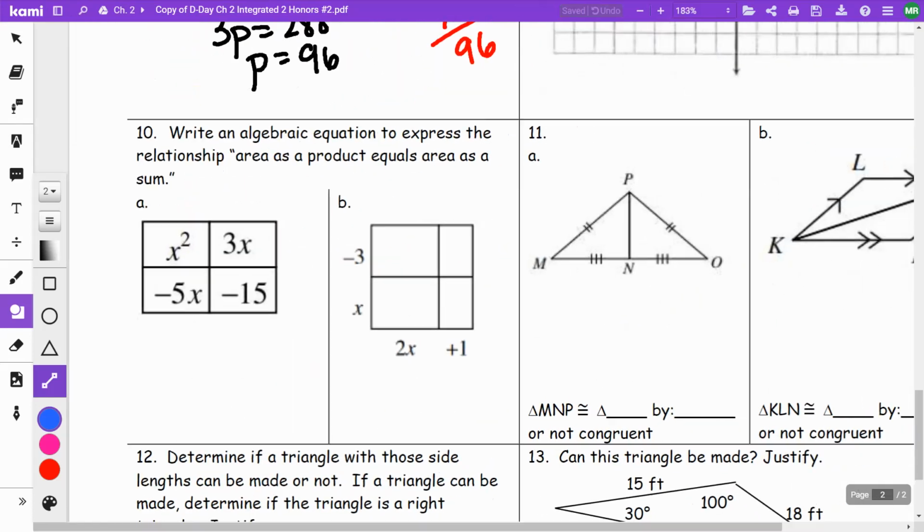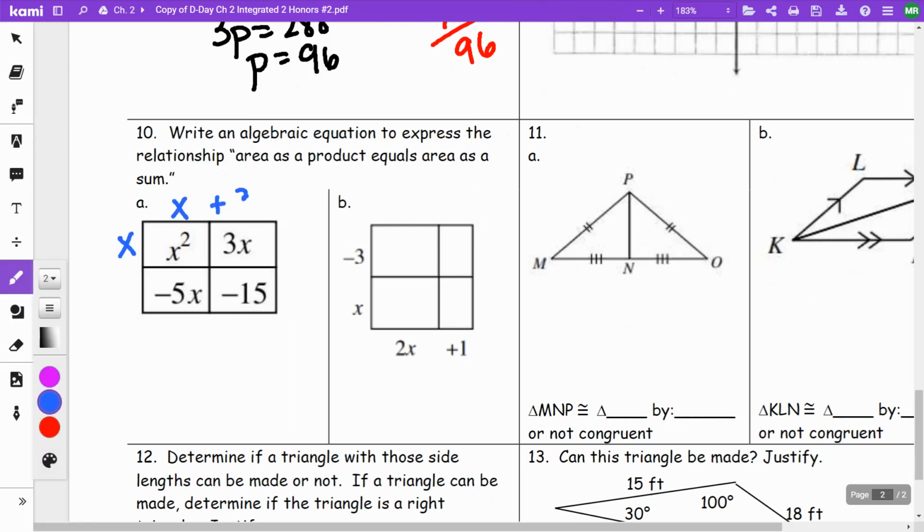On 10, I need to find the outside of this one. So this is going to be an X and an X. This is going to be a +3 and a -5. And they want us to write area as a product. So X plus 3 times X minus 5 equals area as a sum, which is the inside. And that's going to be X squared minus 2X minus 15.